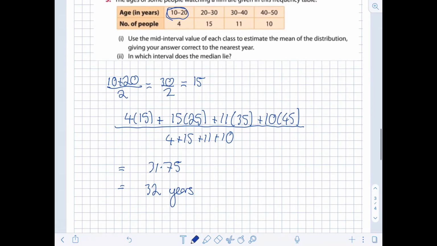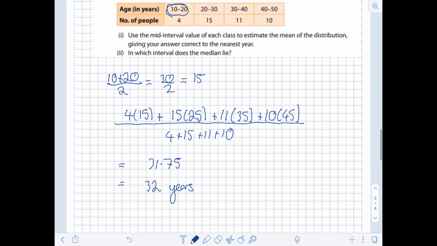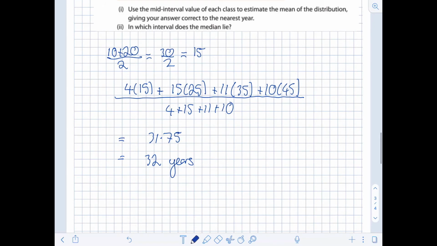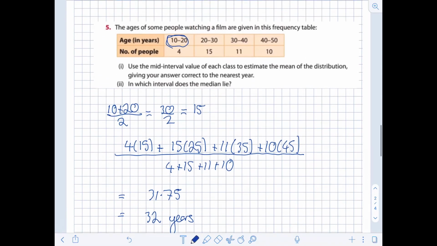Okay, in which interval does the median lie? So we know we have 40 people. 4 plus 15 plus 11 plus 10 is equal to, well, these two here make 19. And if we add 11 onto 19, it's going to give us 30. And if we add on 10, it's going to give us 40. It's just 40 people.